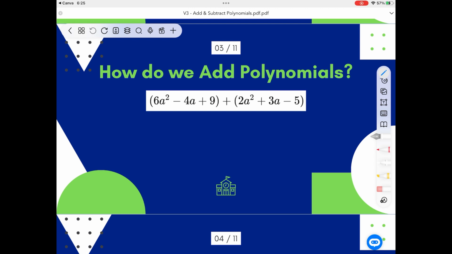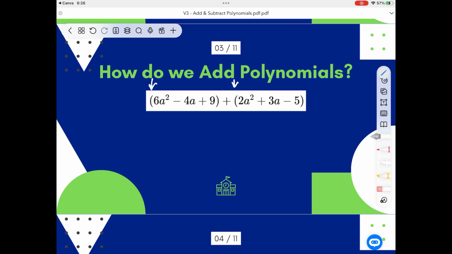And we're going to begin by first looking and seeing if there's anything outside of the parentheses for each of these polynomials that would tell us that we're not just adding one copy of that polynomial, but maybe we're adding two of those polynomials, or maybe we're multiplying it by a negative number first and then combining them. But if I look right in front of the parentheses here and right in front of the parentheses here, I don't see anything that would tell me I need to distribute. So I'm just adding one of each of these polynomials. One 6a squared minus 4a plus 9 polynomial added to one other 2a squared plus 3a minus 5 polynomial.